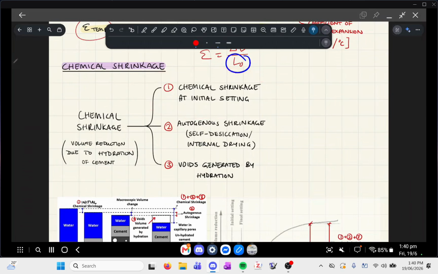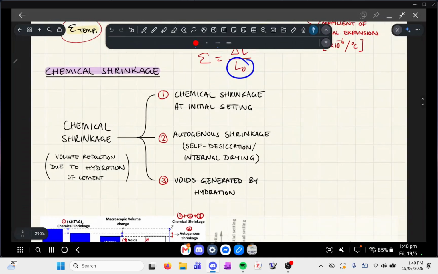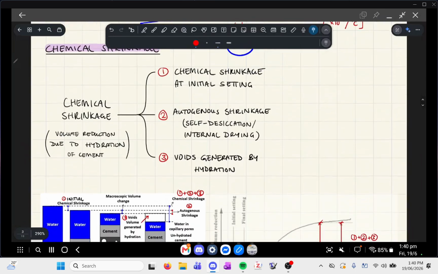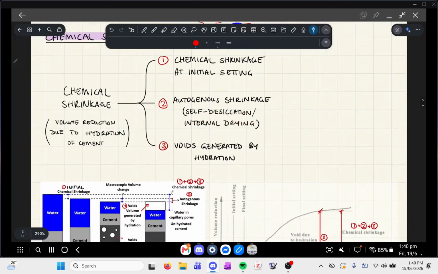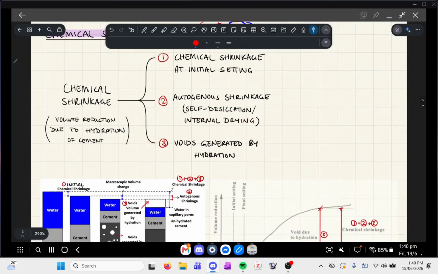Now, you can break this down into three parts. The first part is the chemical shrinkage at the initial set. The second one is the autogenous shrinkage, aka the internal drying. The word they use as well is self-desiccation. And then the third part is the voids generated by hydration.